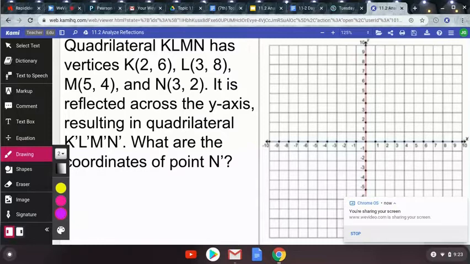So I'm going to do the same thing I did before, where I highlight the axis that I'm reflecting over, or the line that I'm reflecting over. It's not always an axis. In this case, it's the y-axis, and that's the one that goes up and down.